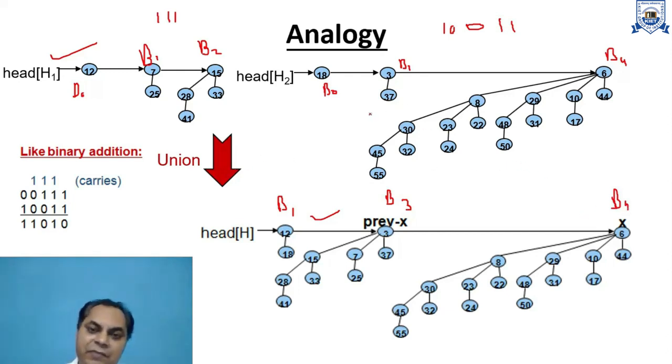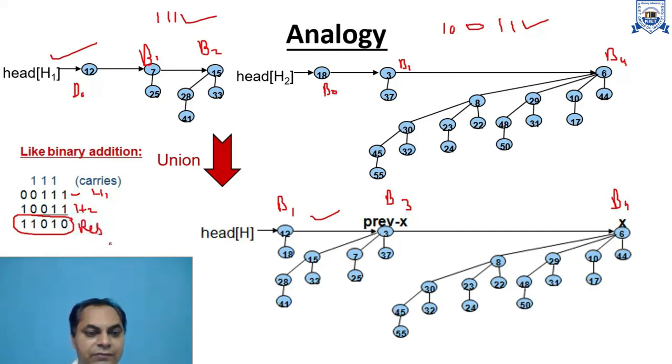Now for validation purposes we can do a simple analogy. If we do addition of this binary number and this binary number, we would get 11010, because this is for H1 and this is for H2, and we do a binary addition. 1 plus 1 is 0 carry 1, 1 plus 1 is 1 carry 1, 1 1 is 0 carry 1, 1 0 0 1 and 1 0 1. So this is the resultant.